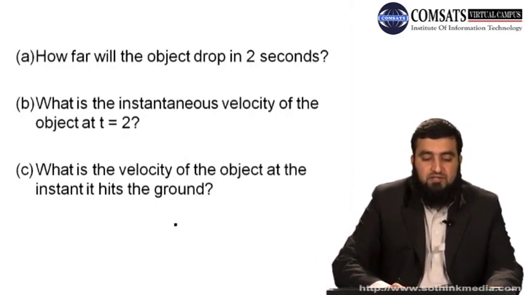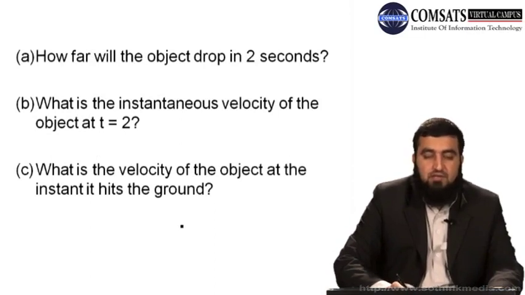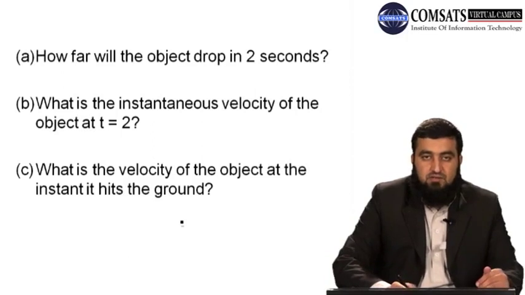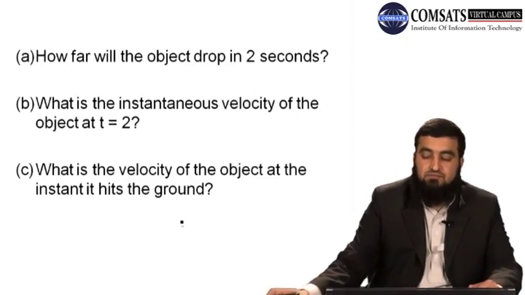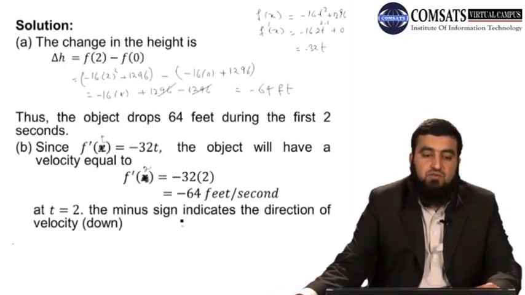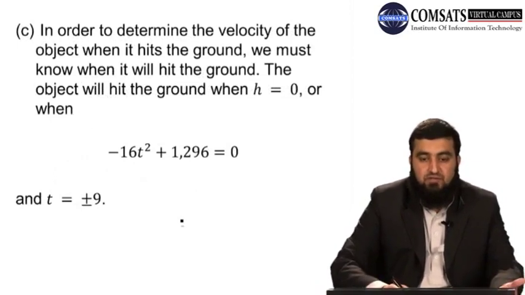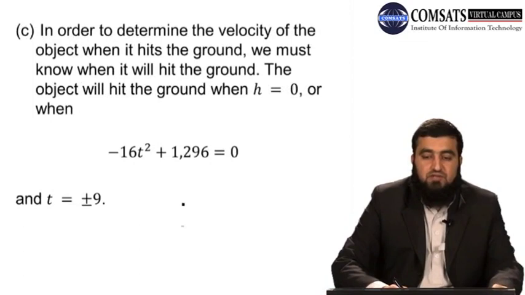So part C of the question asks for what is the velocity of the object at the instant it hits the ground. अब हमने वो वेलोसिटी फाइंड करनी है ऑब्जेक्ट की जब ऑब्जेक्ट ज़मीन को हिट करेगा. So when will it hit the ground? So in order to determine the velocity of the object when it hits the ground, we must know when it will hit the ground.